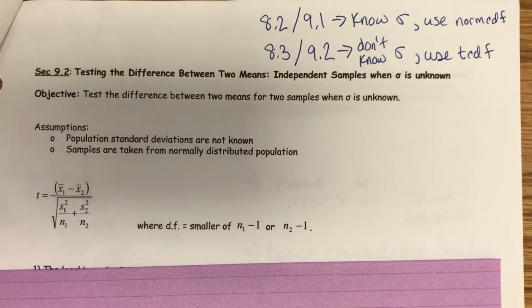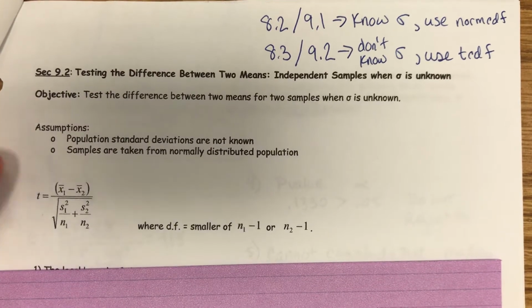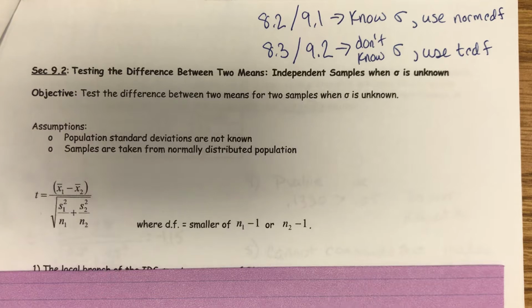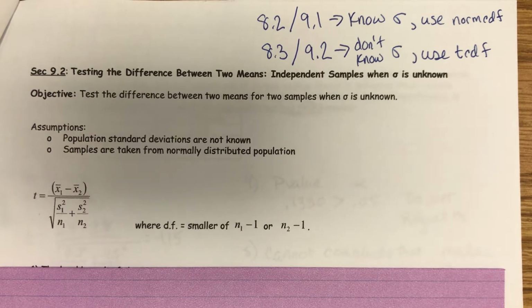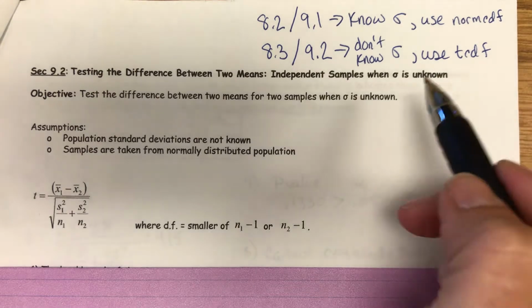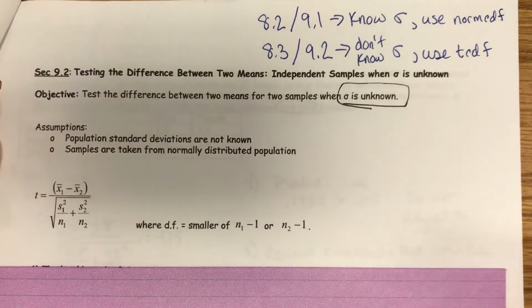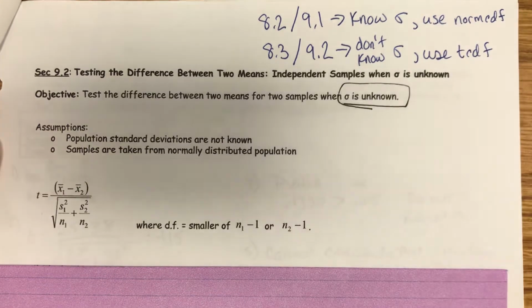Hello, and today we're going to talk about section 9.2. Previously, the day before, we did section 9.1, when we tested for sigma being known. We're comparing two averages and we know our population standard deviation. Today we're going to work where our sigma is unknown. We don't know our population standard deviation.